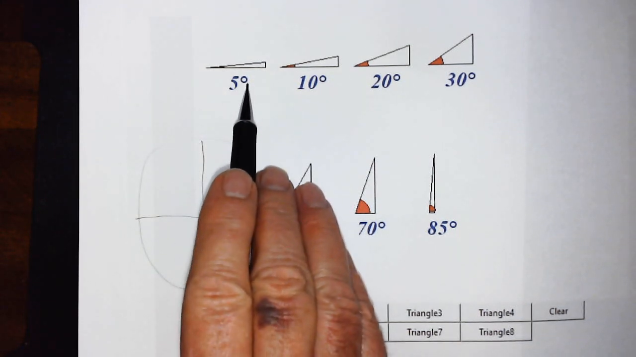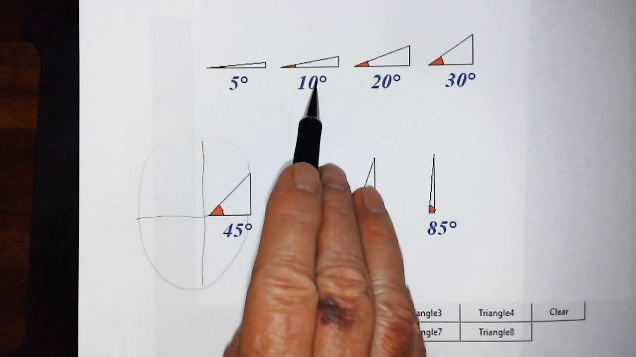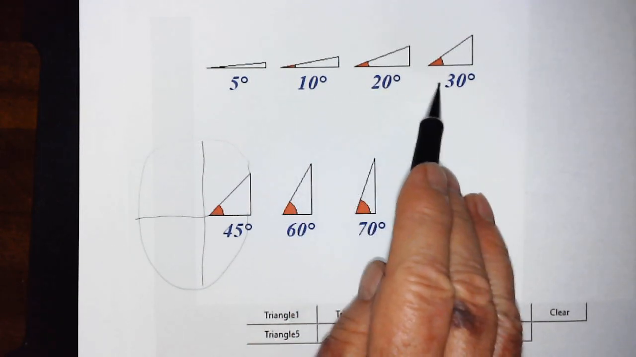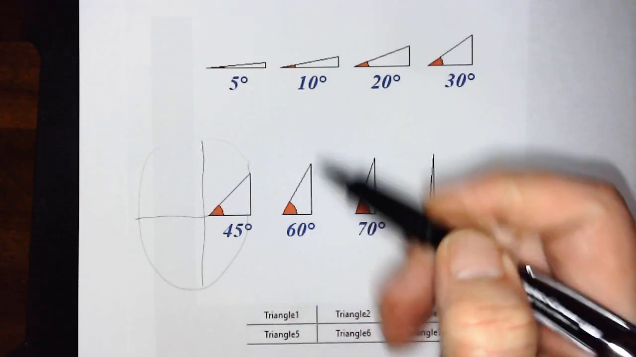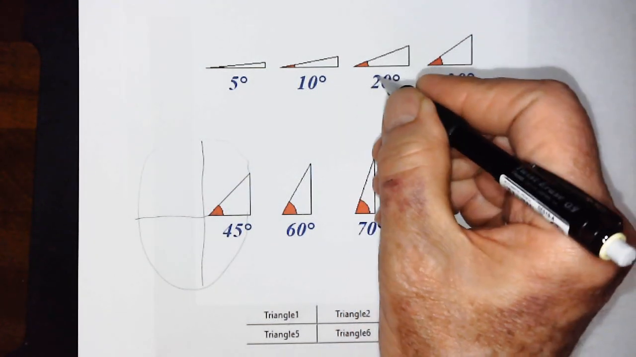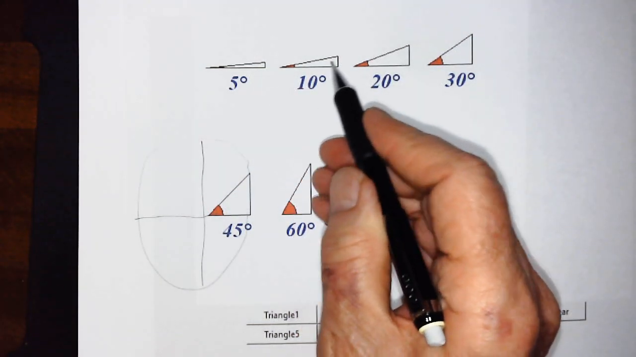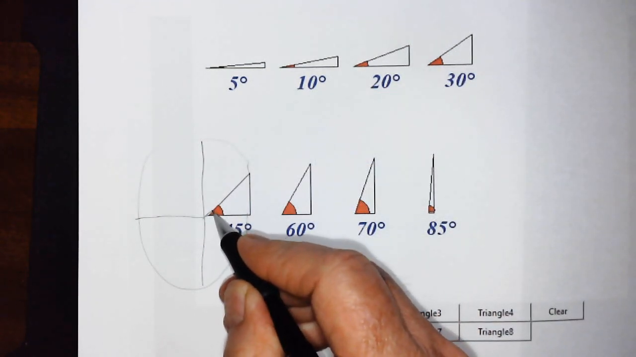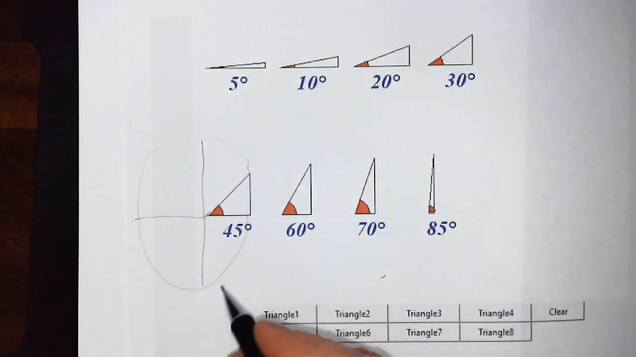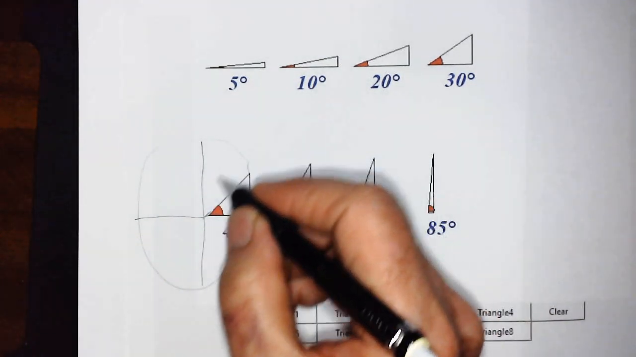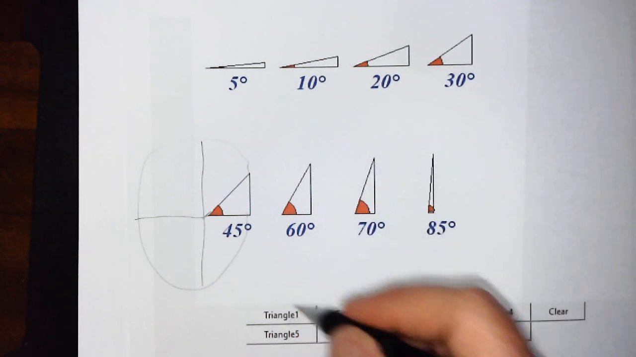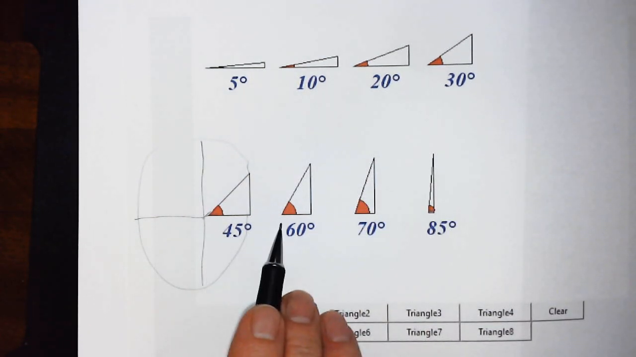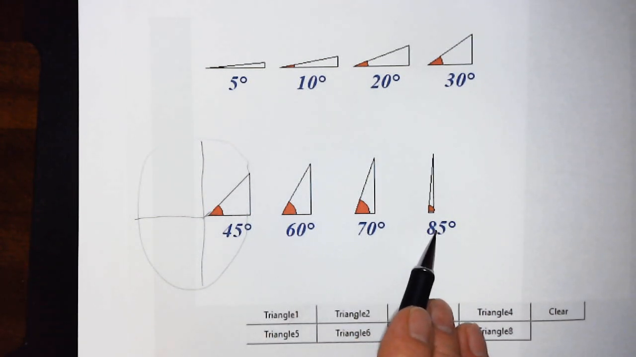But this is like a small one, 5 degrees. This is a little bigger, 10 degrees. This is 20 degrees. This is 30 degrees. All of these have the same hypotenuse, as I'm showing in this picture. So I only drew the whole circle around this one, because there wasn't enough room to put 8 circles, but 45 degrees, 60 degrees, 70 degrees, 85.